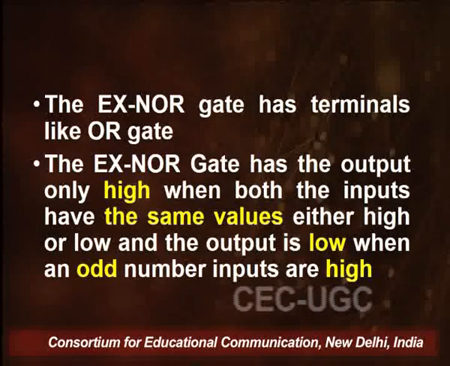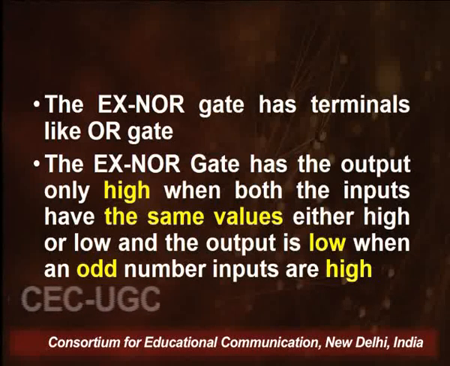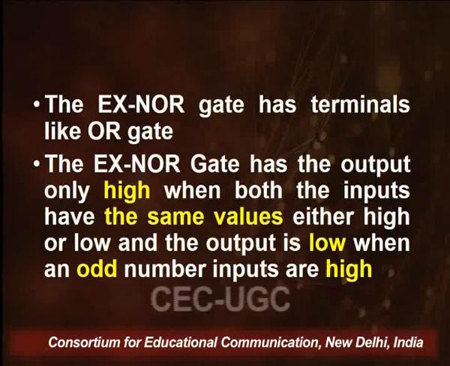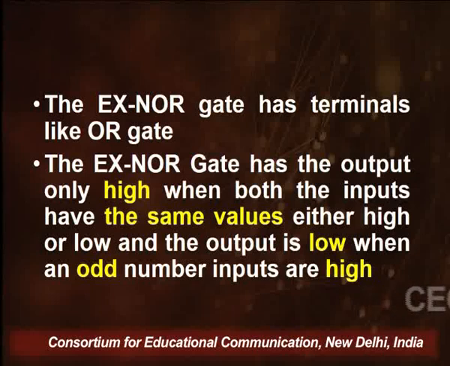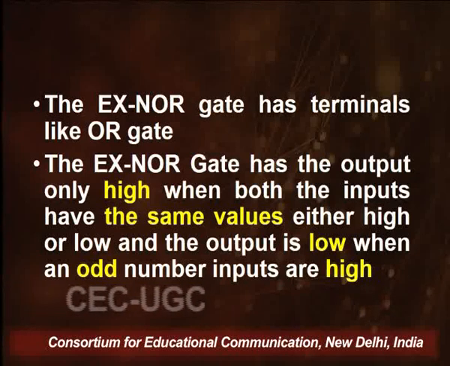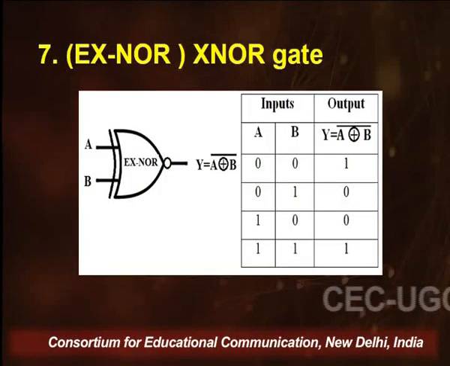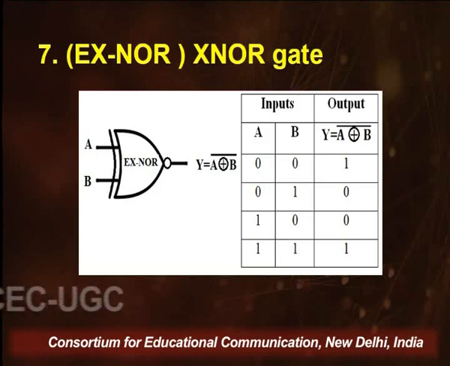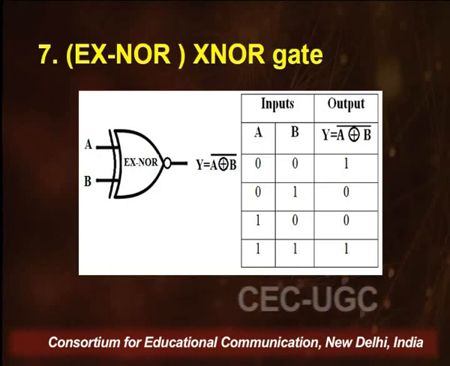Let us read it out again. The XNOR gate has terminals like the OR gate. The XNOR gate has the output only high when both the inputs have the same values, either high or low, and the output is low when an odd number of inputs are high. Let us get back to the table. When there is an odd number of high inputs, the output is low. When both the inputs are the same, output is going to be a high or a 1, whatever you might want to call it.